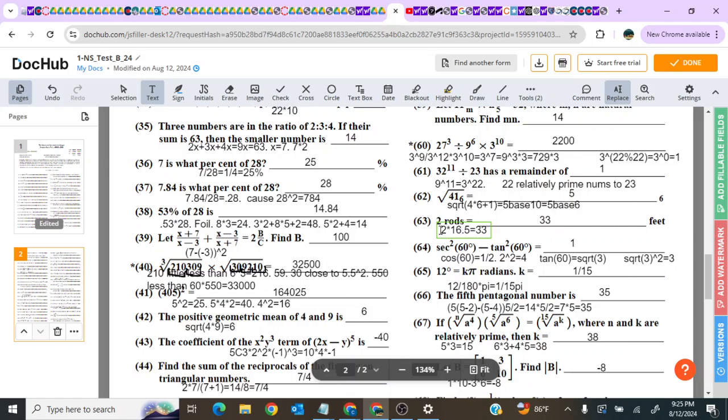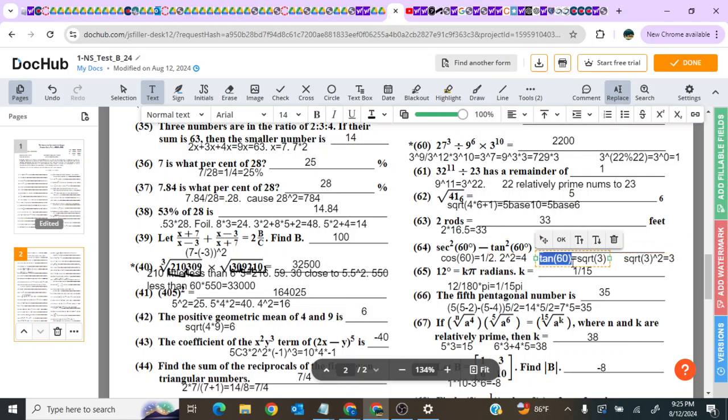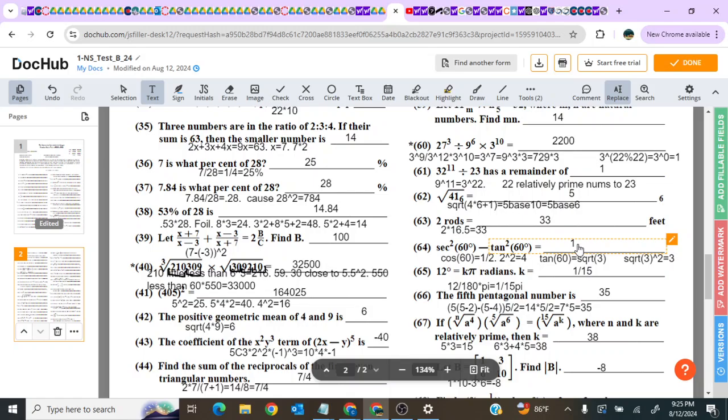64, secant squared of 60. Well, secant squared is 1 over cosine squared, and cosine of 60 is 1 over 2. So 2 squared is equal to 4, and that's secant squared. And then you have tangent squared of 60. Well, tangent of 60 is square root of 3. Square that, and you get 3. 4 minus 3 is 1.